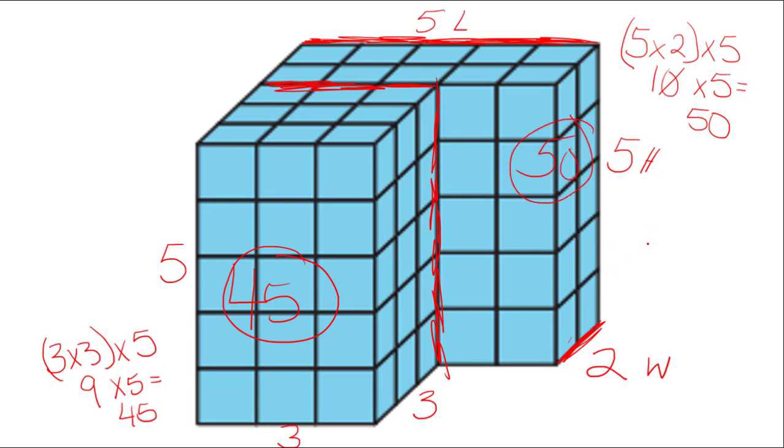Now we're going to add them together. 45 plus my 50. 1's place 5. 10's place 9. My volume would be 95 for the entire figure. So remember, in order to find volume of a figure composed of 2 right rectangular prisms, we divide or split it, and then we find the volume of each of these rectangular prisms, and then we add them together.